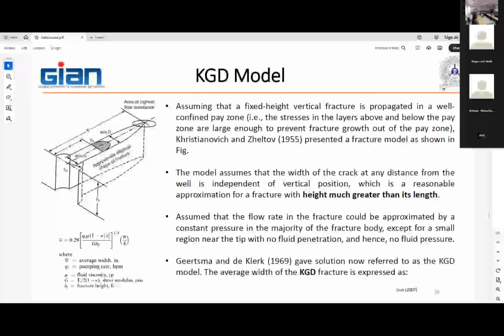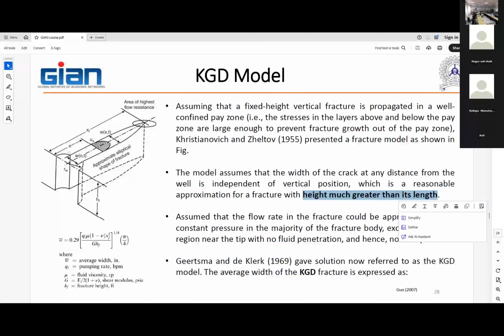What is happening to the width? See, there is a fracture tip here, okay? At the tip, the width has gone to almost 0, okay? In this case, you have to assume for the KGD model that the height of the fracture is much greater than its length. So what is height? This is the height of the fracture from there to there, okay? I hope you can see my cursor. So height will be much greater than the fracture length, which is from there to there. That is the assumption for this KGD model, okay?